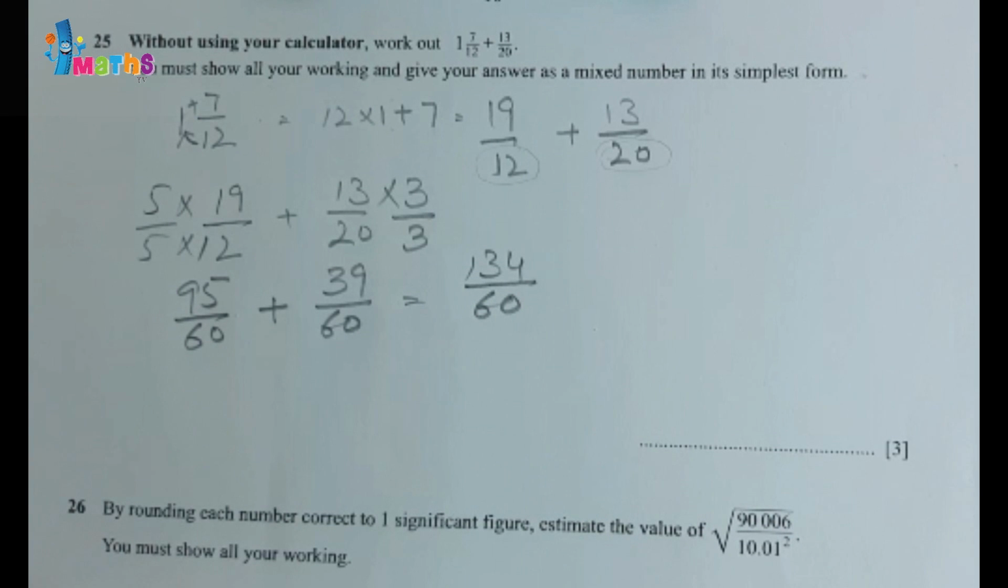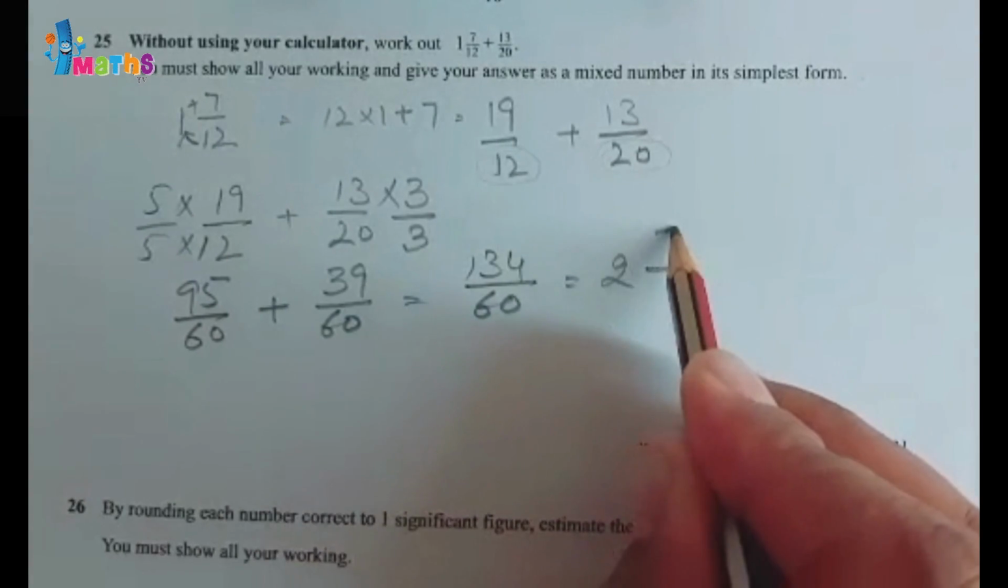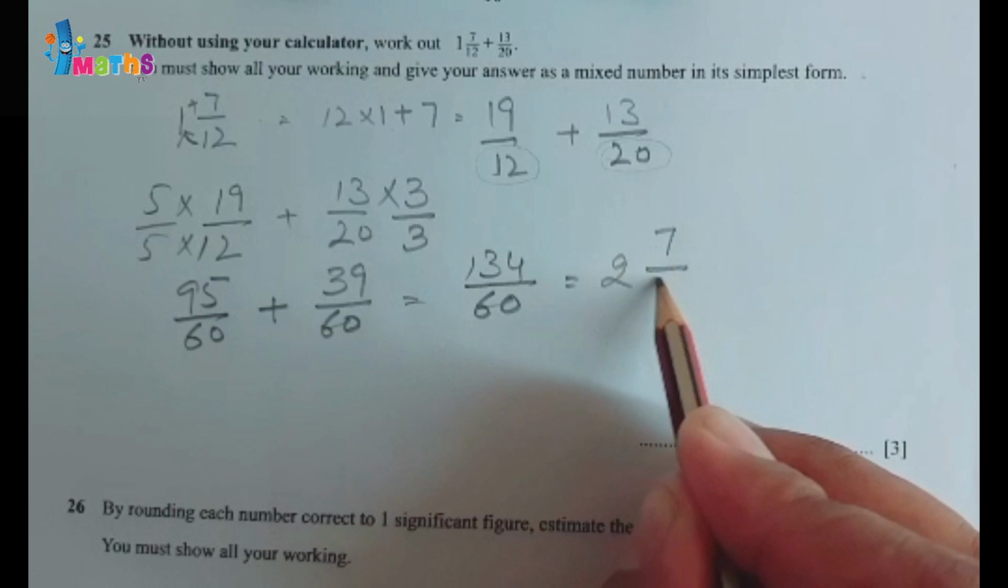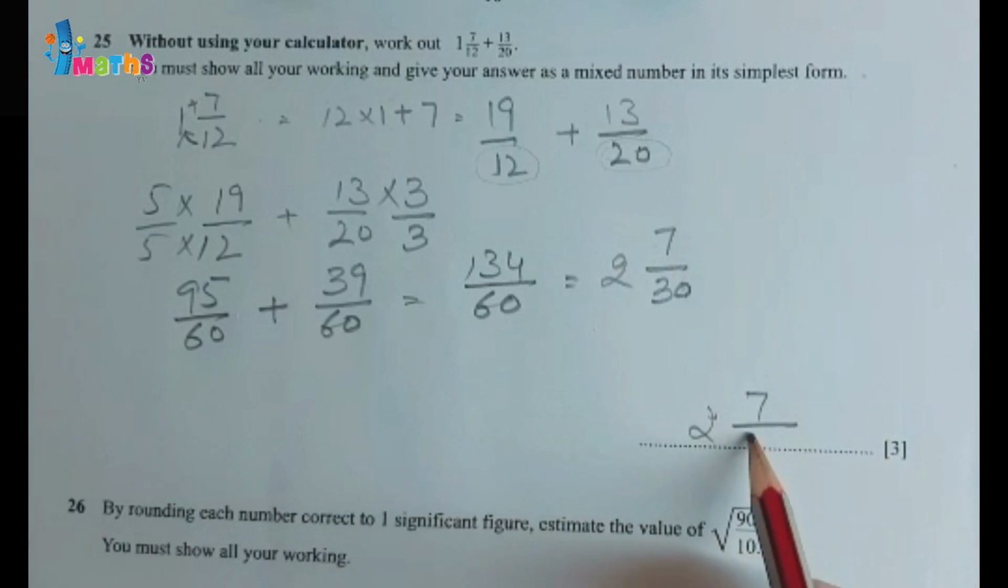134 by 60. 134 by 60 can be written as a mixed fraction as 2 whole 7 over 30. So this will be our answer, 2 whole 7 by 30.